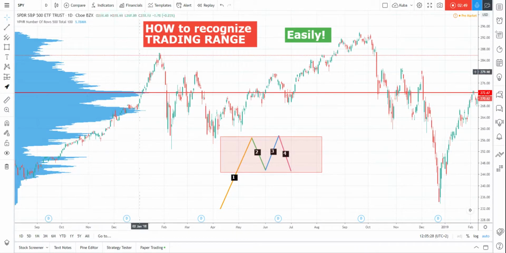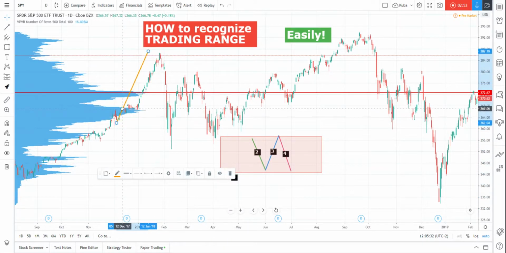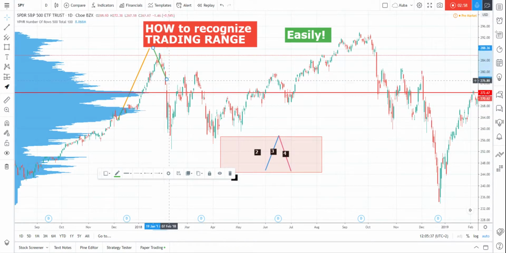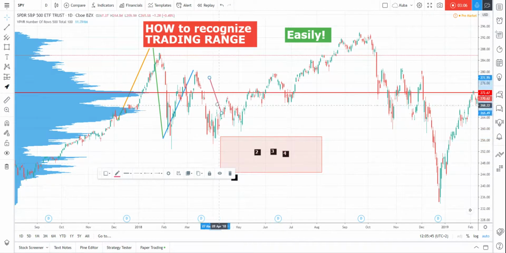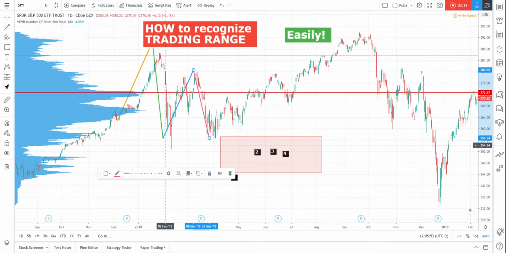So imagine this situation. We have a very nice long. I'll use the color here. Then we have retracement over here. Then we have move in the previous direction. And then we have move again to the previous low. So we have a declining trading range.